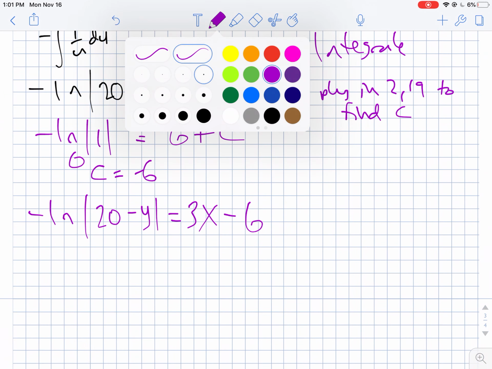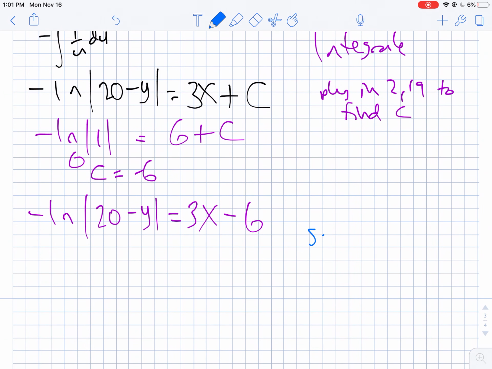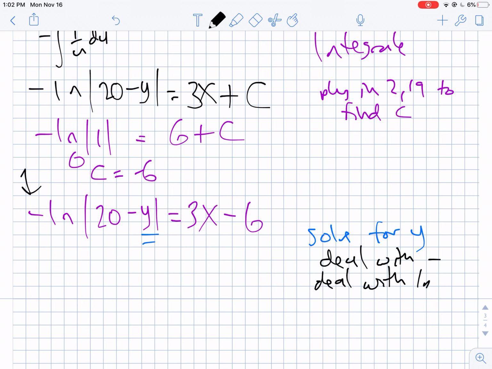Okay, now the steps you need to do this, right? Remember, our goal is to solve for y. Like, that's what we want to do. But we have to unpack this along the way. So we have to deal with a minus in front. This one right here. And then we're going to deal with the ln. And then we're going to have to deal with the absolute value. That's kind of the order we're working with.